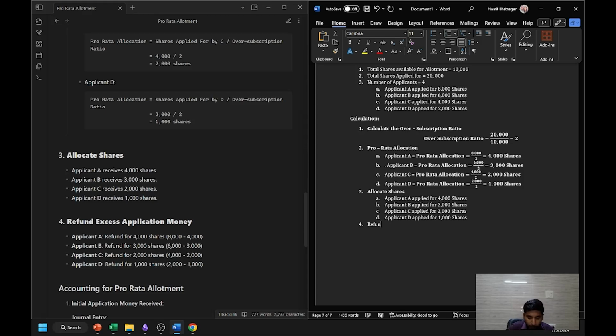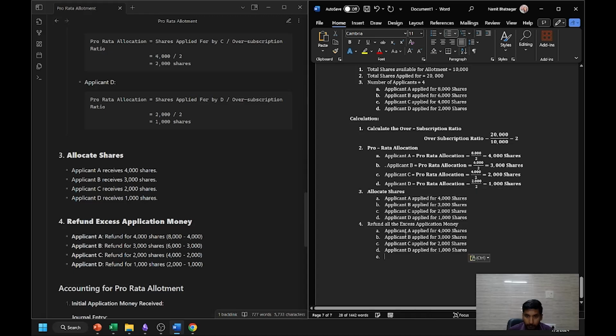Last step, we will refund all the excess application money. Applicant A applied for 8,000 shares, but how many are allotted to him? 4,000 shares. So the refund will be 4,000.